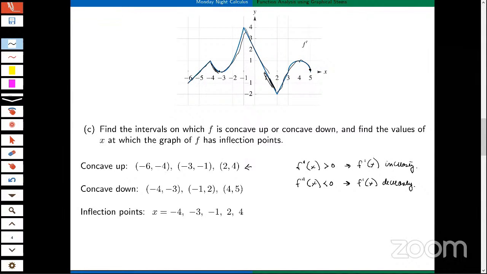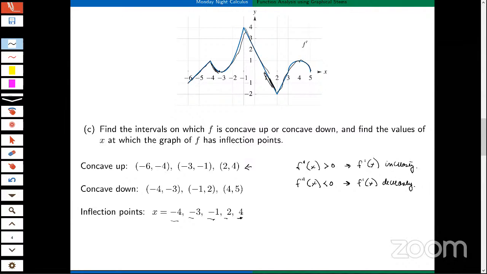And my inflection points are where concavity changes. So given the graph, that would be where f prime changes from increasing to decreasing. Have I got all of these? -4, -3, yes, -1, 2, yes, and 4. I think I've got them all.